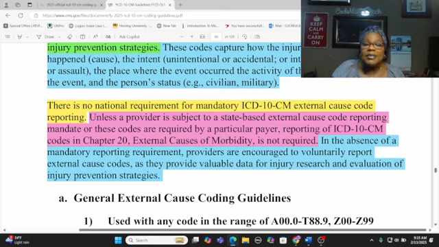And in the absence of a mandatory reporting requirement, providers are encouraged to voluntarily report external cause codes as they provide valuable data for injury research and evaluation of injury prevention strategies. So we can see the benefit of external cause coding. It might not be federally mandated, but it is state. And I see it happening.